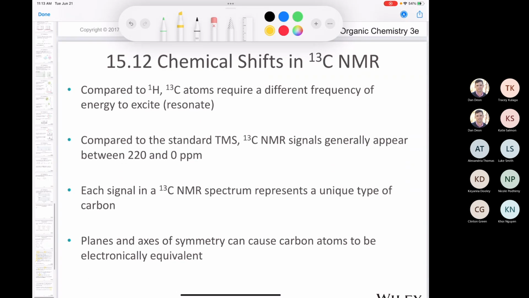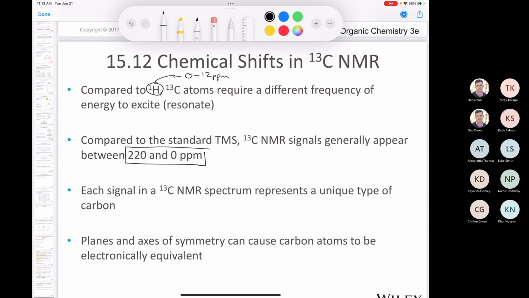Now, if you're wondering about the chemical shifts of the carbon atoms in a carbon-13 spectrum, we remember that in proton NMR spectra, the chemical shifts were in the range of 0 to 12 parts per million. However, in a carbon-13 NMR spectrum, we have a much broader range of chemical shifts. They actually go from 0 to 220 parts per million. So we have a much broader spectrum, and each signal in that carbon-13 spectrum is going to represent a unique type of carbon.